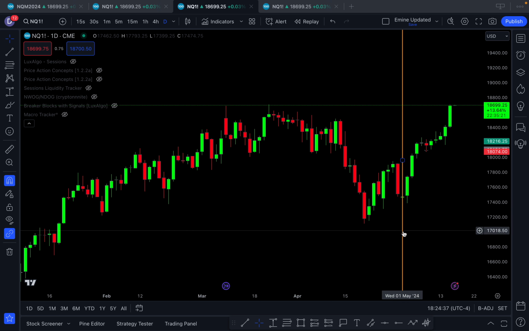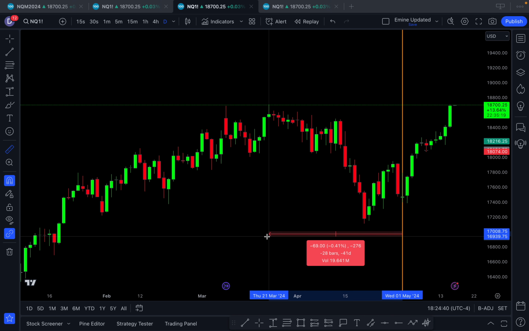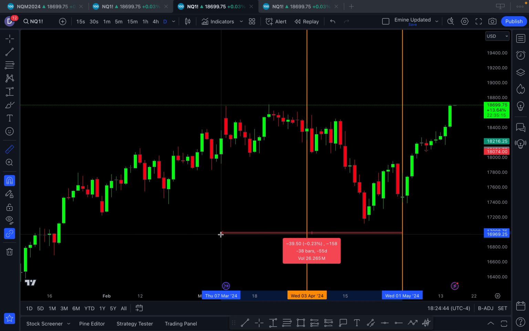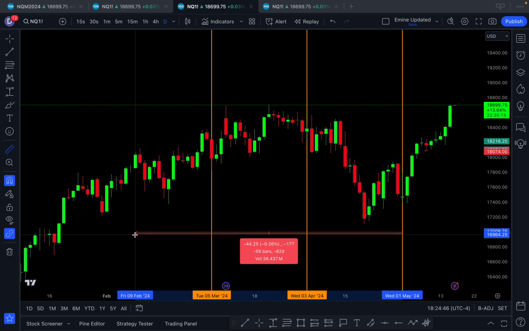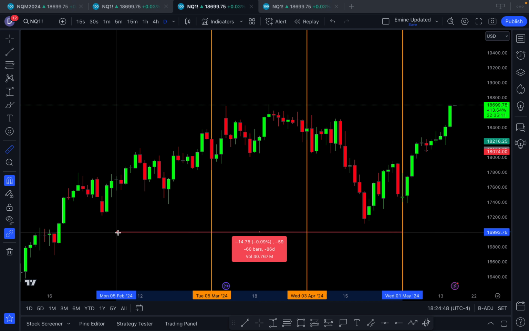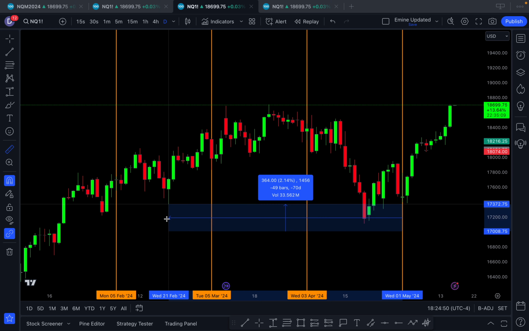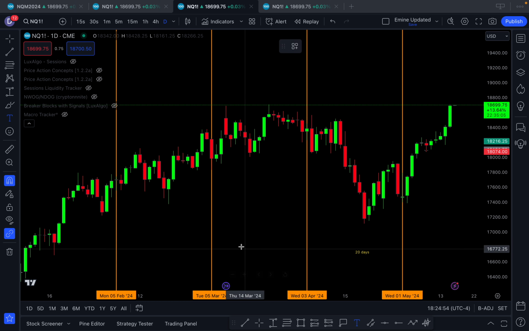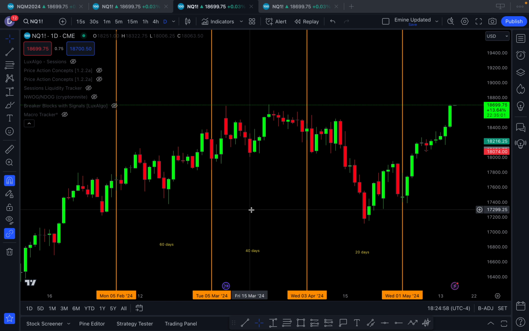Now what do you want to do? You want to move your line 20 bars back, put a line, 40 bars back, put a line, 60 bars back, put a line. And you can go ahead and label this. So this will be 20 days, 40 days, 60 days. Now you want to find the high and low respectively of each of these channels.